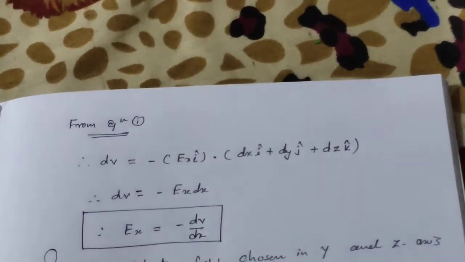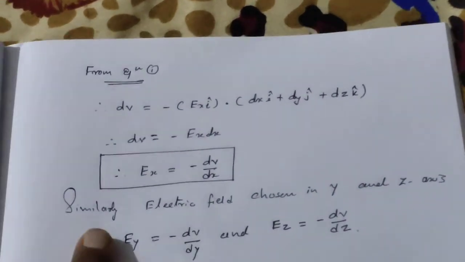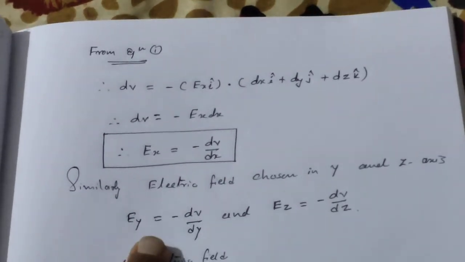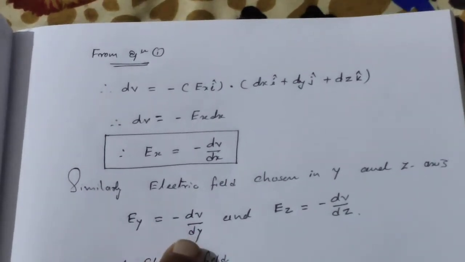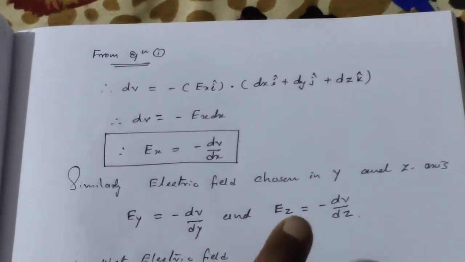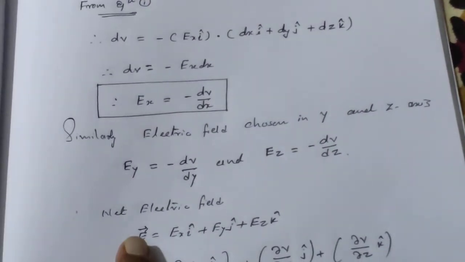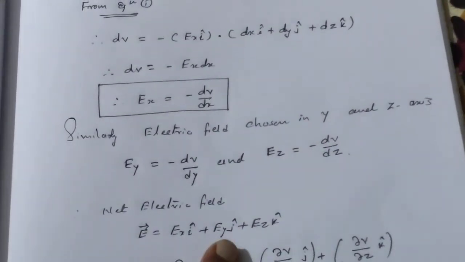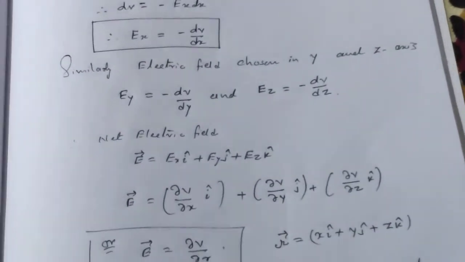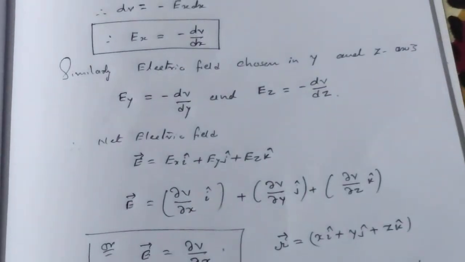So the final answer is Ex equals minus dV upon dx. Similarly you can find the electric field for the y and z axes: Ey equals minus dV by dy and Ez equals minus dV by dz. Okay, so now the net electric field has components for the x-axis, y-axis, and z-axis. Now put all the values of Ex, Ey, and Ez over here.